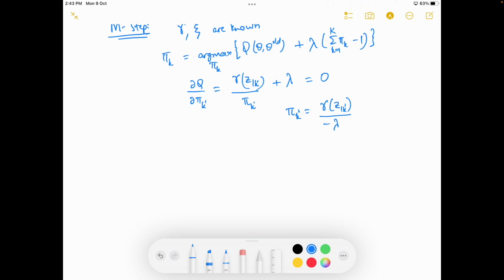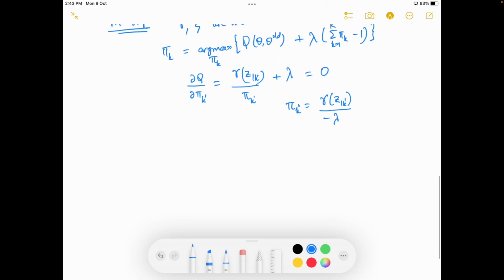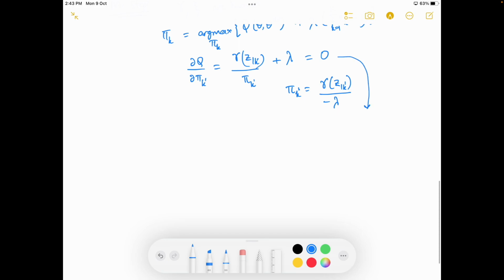K dash, our new variable that we want to find, that is what we take as k dash. Okay, so how do we find the value of lambda now? Add them to 1. Yes. So let's start from this equation. You have lambda times pi k dash is equal to, with a negative sign, gamma z1 k dash. You take the sum over all k dash. Then what do you get? This is minus lambda because pi k dash sums up to 1, and this is equal to the summation over k dash of gamma z1 k dash.